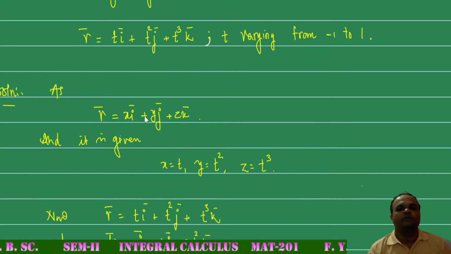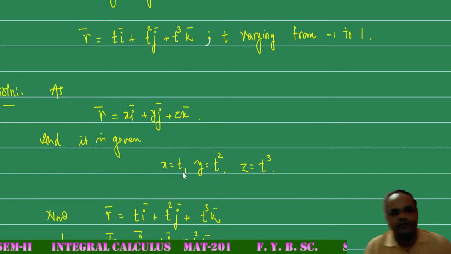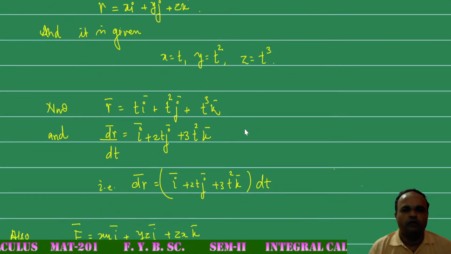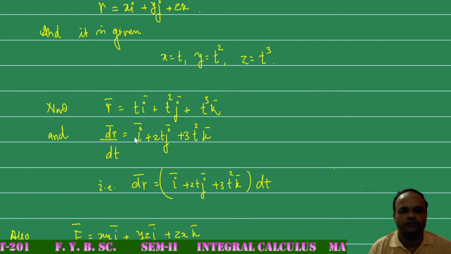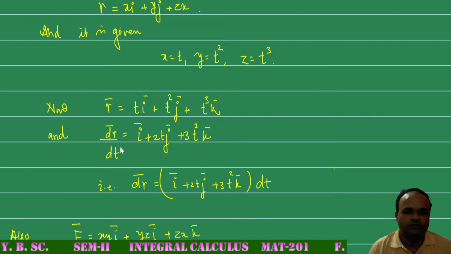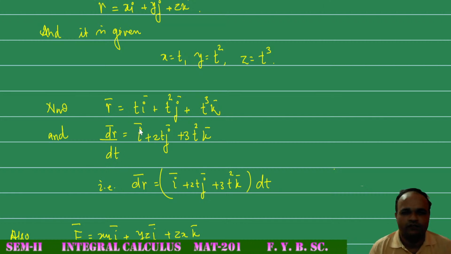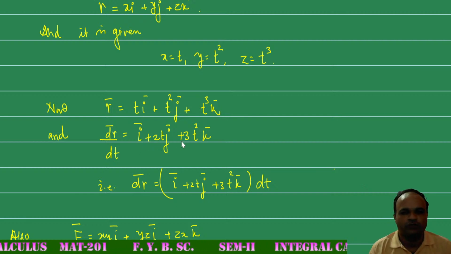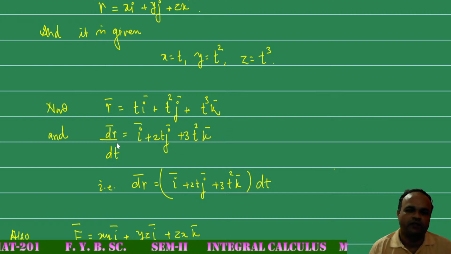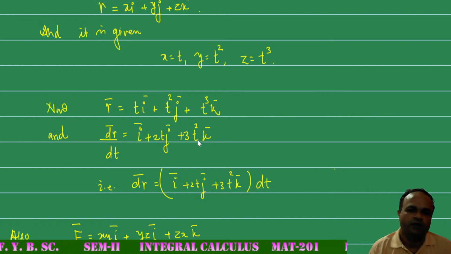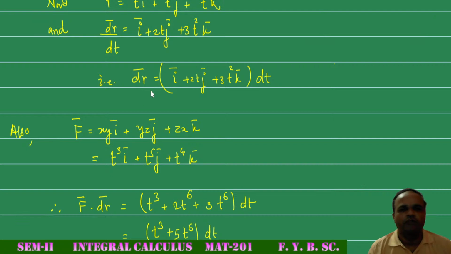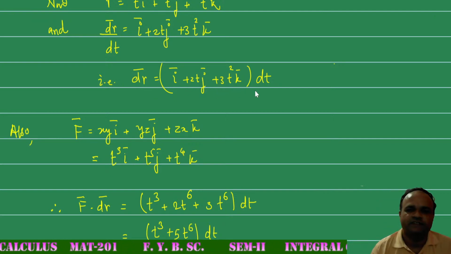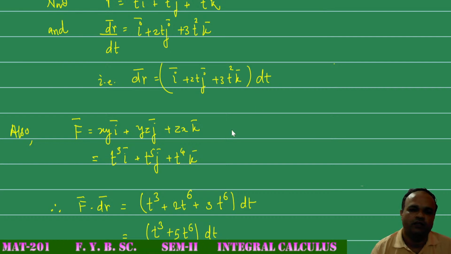So from that directly we'll get x equal to t, y equal to t square, and z equal to t cube. Now you'll write dr bar by dt, that is the derivative with respect to t, that is i bar plus 2t j bar plus 3t square k bar. So this will be the value of dr bar by dt. So from that you'll write dr bar, that is i bar plus 2t j bar plus 3t square k bar into dt.